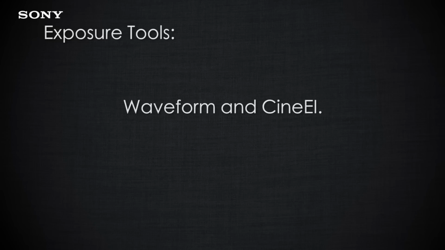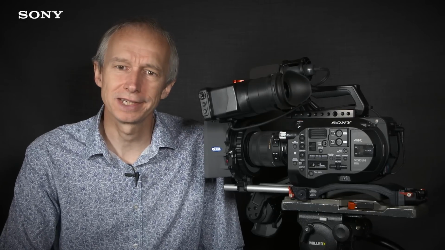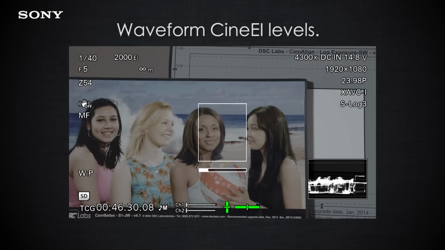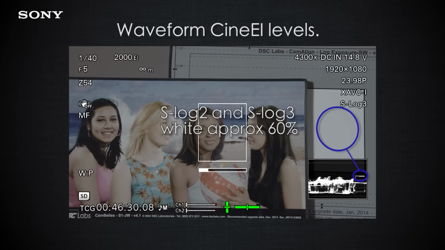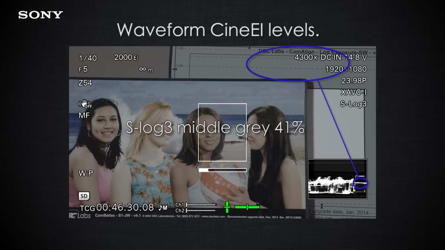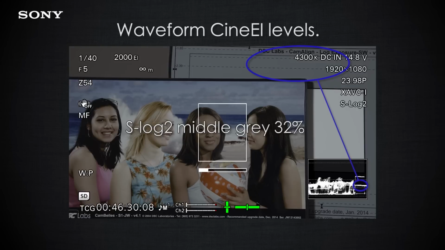If you're shooting in the Cine EI mode, the waveform display can be quite useful, although because of its small size, its use is limited. But if you're exposing a piece of white paper, the normal correct exposure level would place the white paper or white card at around 60% for both S-Log2 and S-Log3, and a grey card would be exposed at 41% for S-Log3 and 32% for S-Log2.